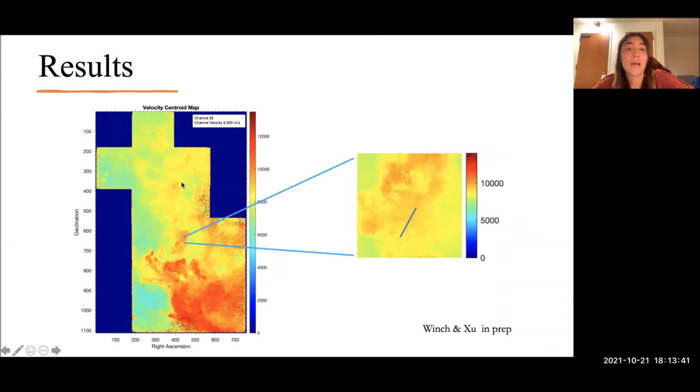So over here again, we have our velocity centroid map, and we have this one at 8,500 meters per second. We were able to zoom in on this little region and identify the orientation of the magnetic field, which was around 26 degrees from the negative y-axis, so over in this direction. And we were able to calculate a degree of anisotropy of around 1.59.